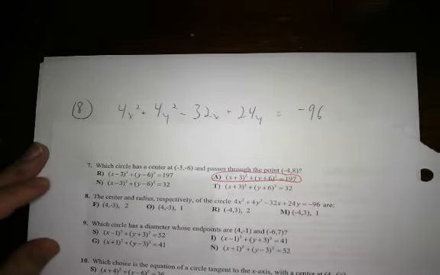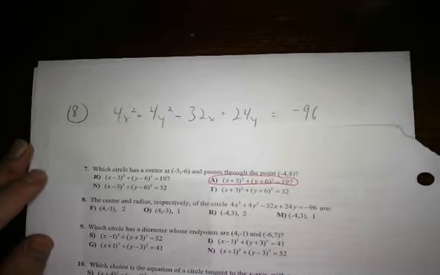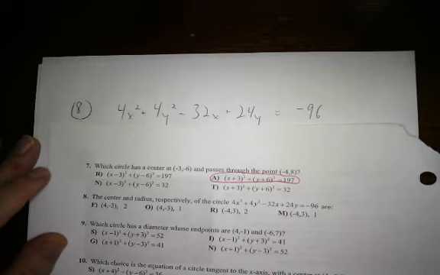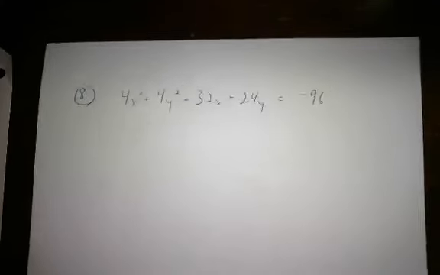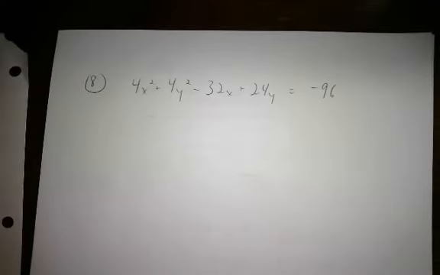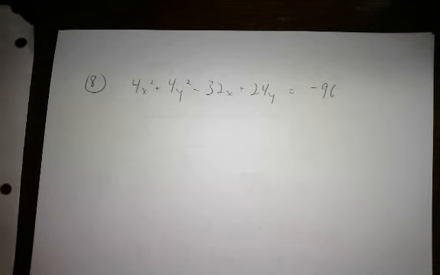Okay, so that was number 7. Number 8. The question for number 8, it says the center and radius respectively of the circle 4x squared plus 4y squared minus 32x plus 24y equals -96. So we have to complete the square on this equation in order to get the circle in standard form, and then from there pull out the center and the radius.